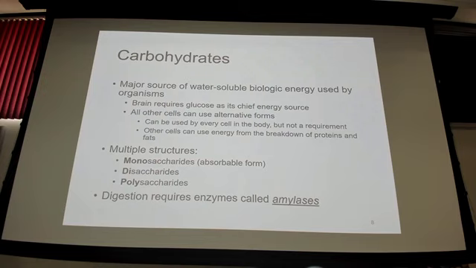Carbohydrates: monosaccharides, disaccharides, polysaccharides. From small to large, we can only absorb the monosaccharides like glucose or galactose. We have to digest everything else, so that's what we're going to talk about. Digestion of carbohydrates: we have a group of enzymes called amylases. Salivary amylase is the primary one. Pancreatic amylase is the most significant one. Starch digestion actually begins in the mouth when you're chewing food.